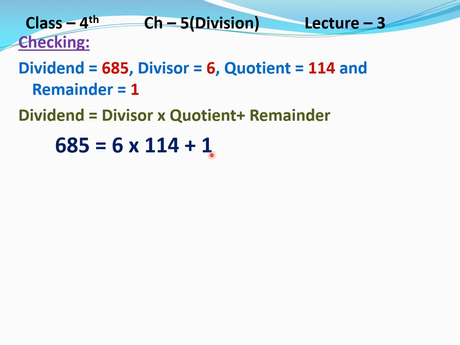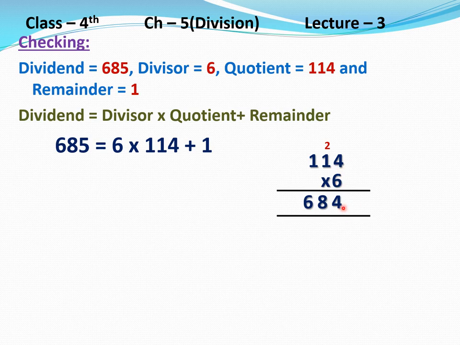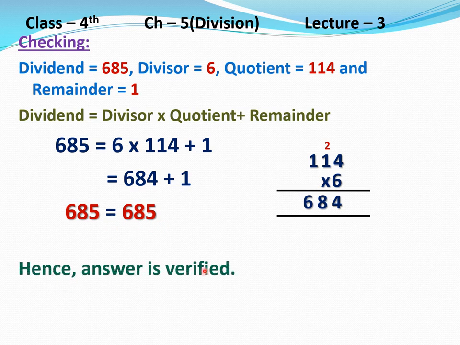Now, we will first multiply 114 by 6. Multiply 114 by 6. See, 6 4s are 24. Write 4 here and write 2. Carry 6 ones are 6 plus 2, 8. Write 8 here. 6 ones are 6. Write 6 here. 114 multiply 6 equal to 684. Write down equal to 684 plus 1. 685 equal to 685. It means LHS equal to RHS. Hence answer is verified. Clear?